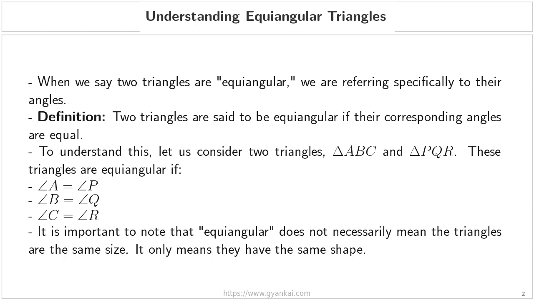Now, here is a crucial point to keep in mind before we move on to Thales' observation. Being equiangular does not necessarily mean the triangles are the same size. One could be much larger than the other. What it does guarantee is that they share the exact same shape.